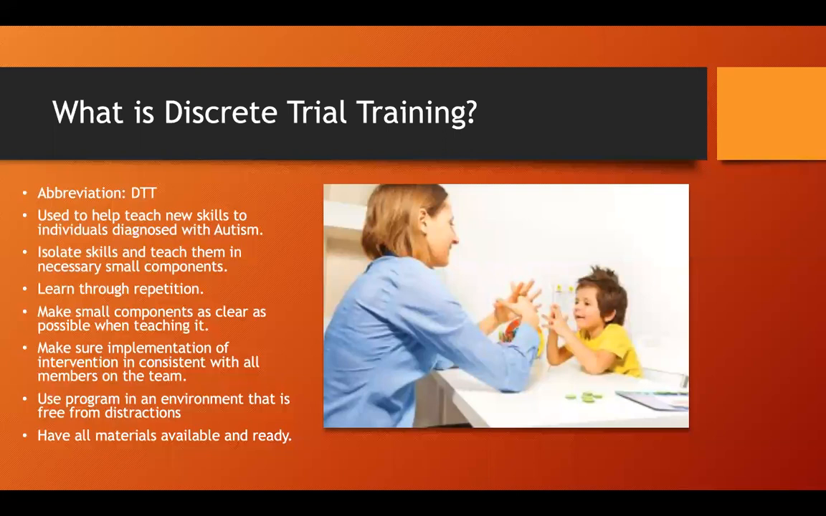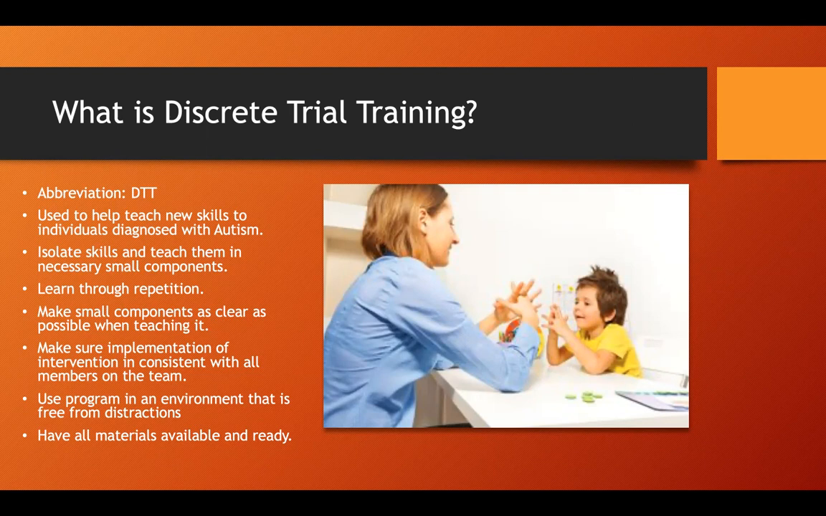So our first slide is: what is discrete trial training? Well, the abbreviation for this is DTT, which stands for discrete trial training. It is used to help teach new skills to individuals diagnosed with autism. You should isolate skills and teach them in necessary small components to help the client comprehend the skill fully. Individuals learn said skill through repetition and prompting.